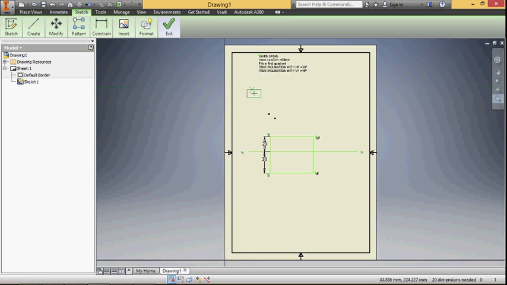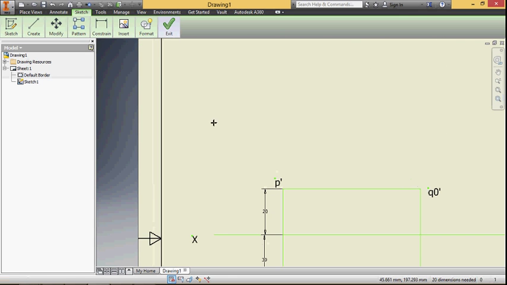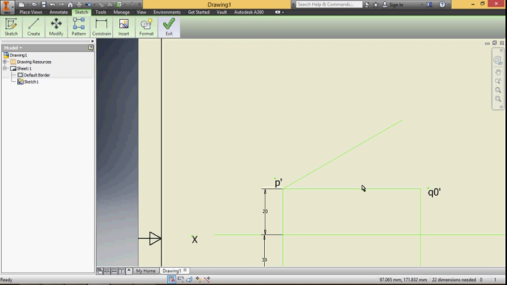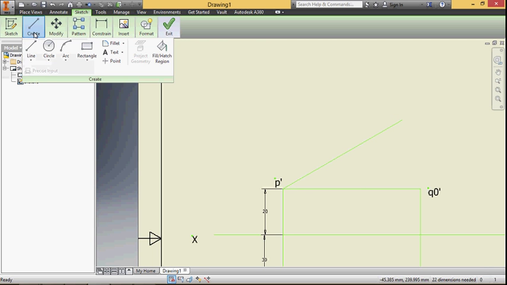Then draw the true inclination with HP. So here the true inclination with HP is 30 degree. So from point P dash, draw a line whose length is 60 millimeter and the angle is 30 degree. This is the line which makes an angle of 30 degree with HP, and this length is true length.